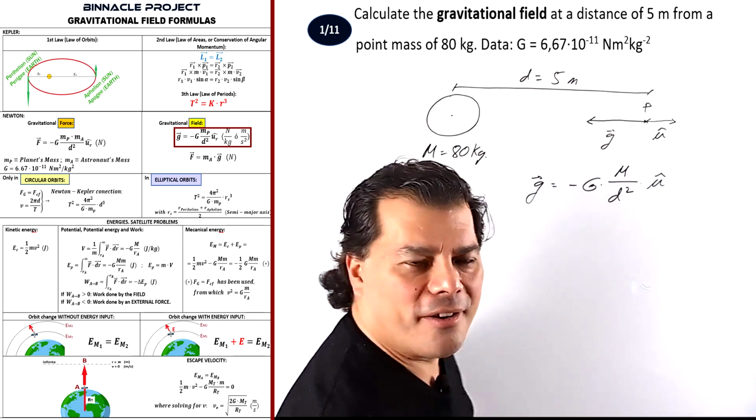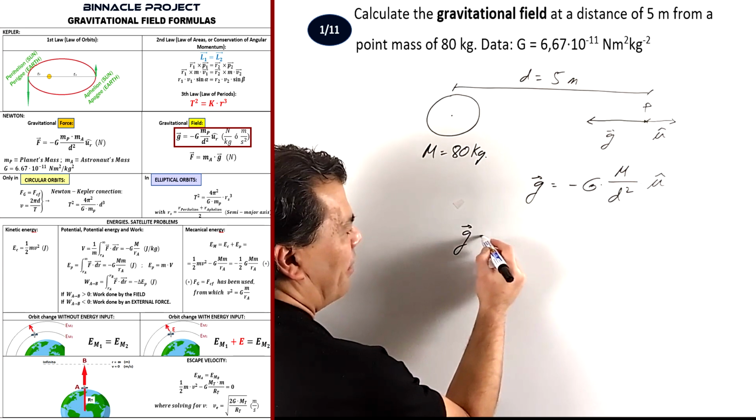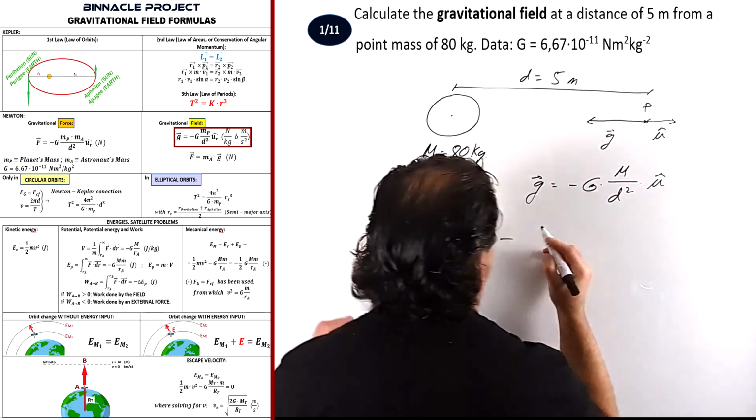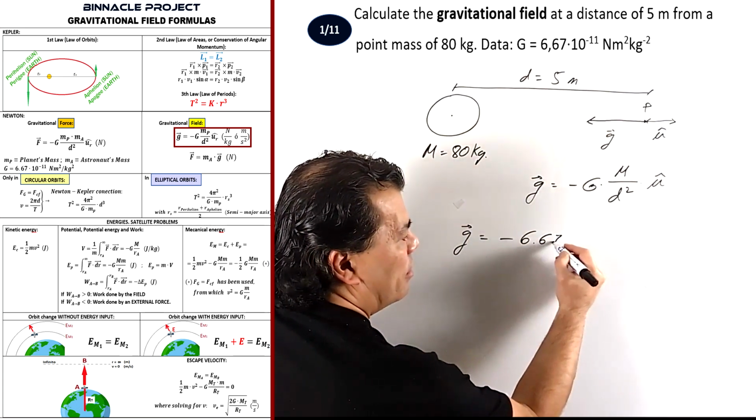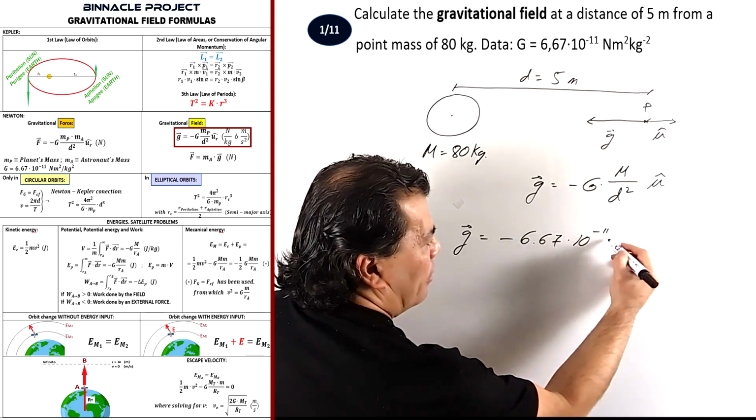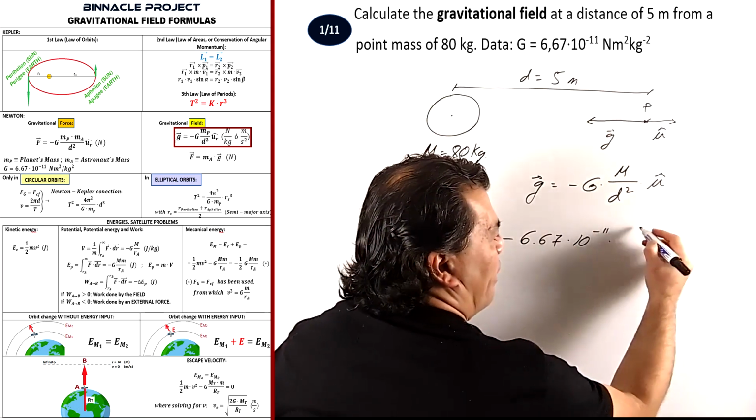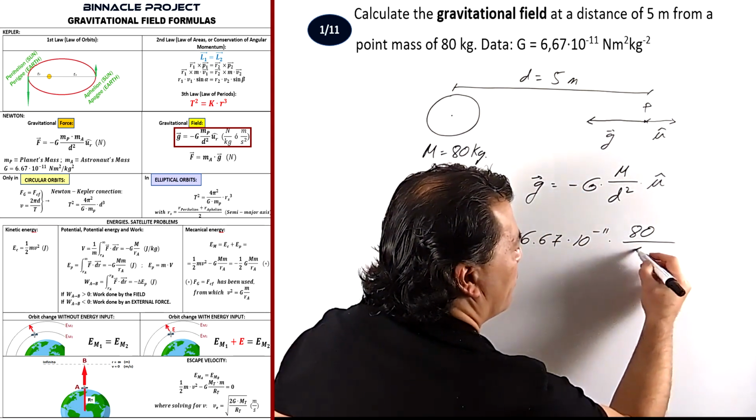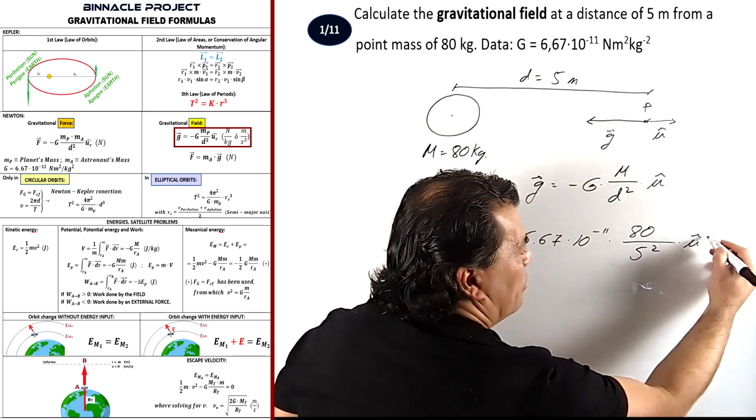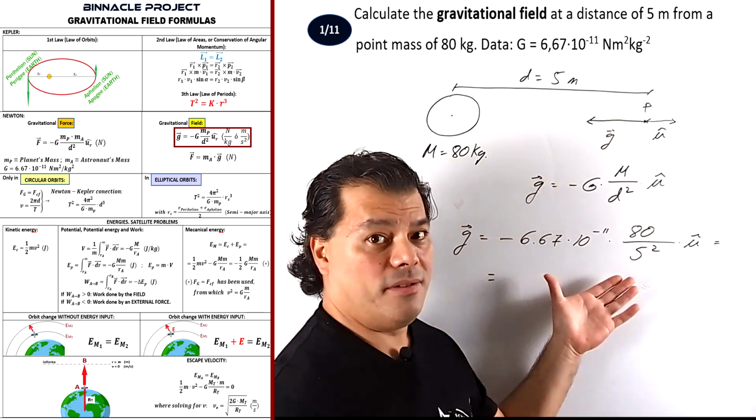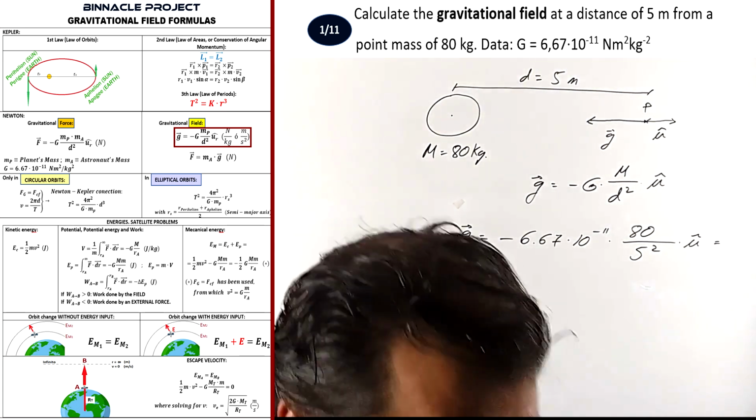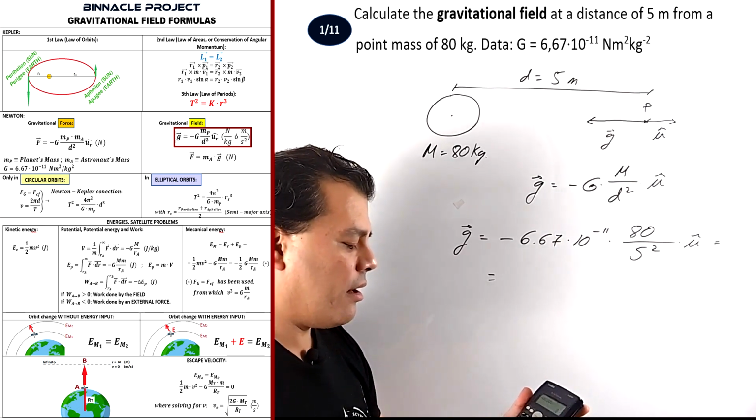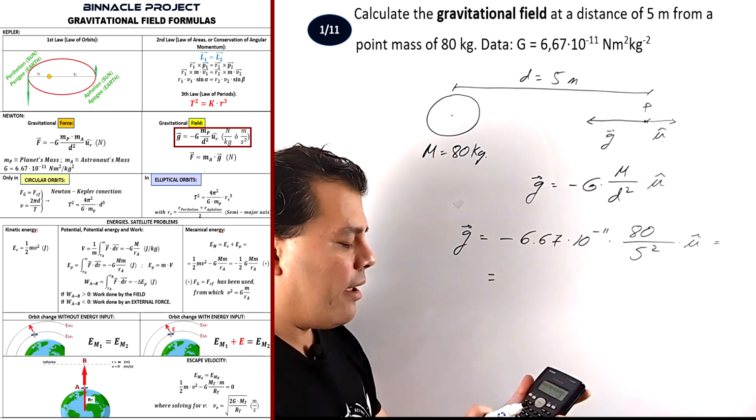And now it's time to use our calculator to do negative. This is the universal gravitational constant, whose value is 6.67 multiplying 10 to the negative 11. Now the creating mass, 80 kilograms, divided by the square of the distance, 5 squared. This is the unit vector, and please use your calculator to do negative 6.67 multiplying 10 to the negative 11, multiplying 80 and divided by 25.